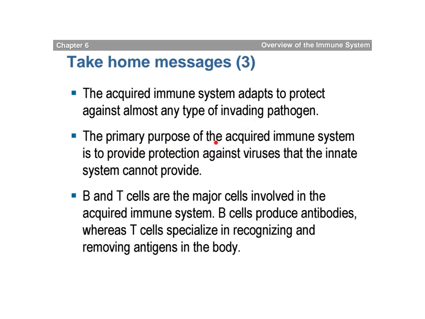The primary purpose of the acquired immune system is to provide protection against viruses that the innate system cannot provide. B and T cells are the major cells involved in the acquired immune system. B cells produce antibodies, whereas T cells specialize in recognizing and removing antigens in the body.